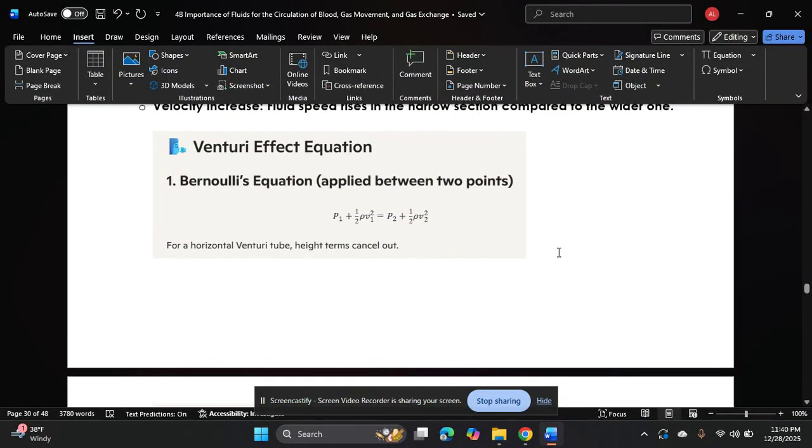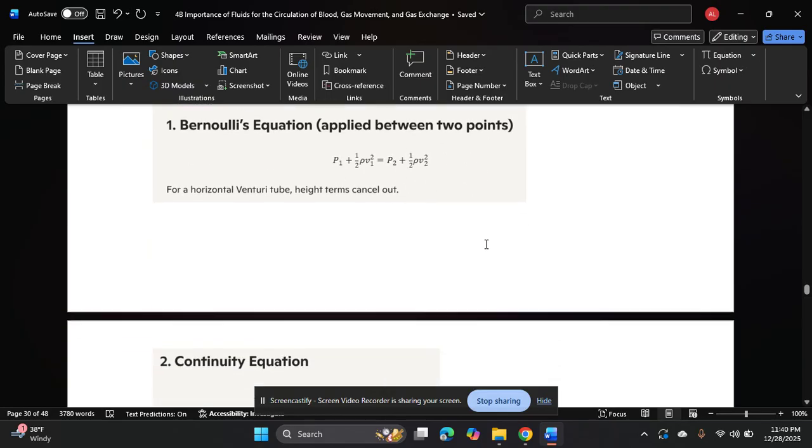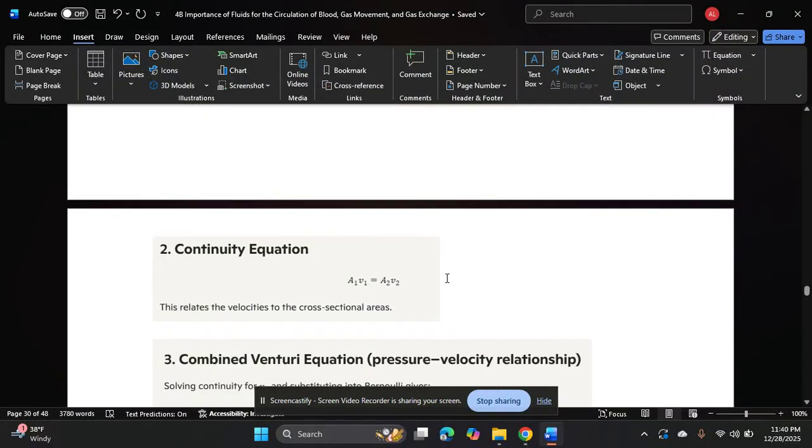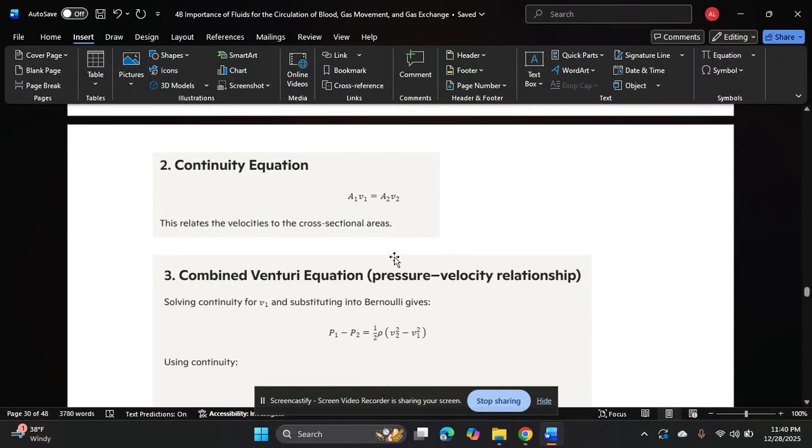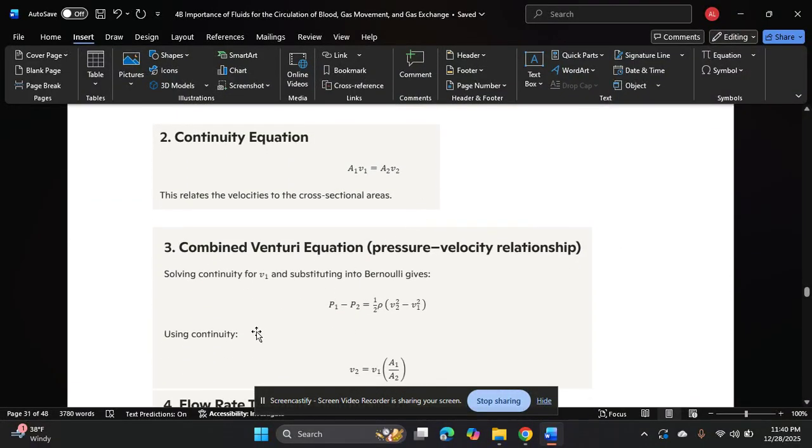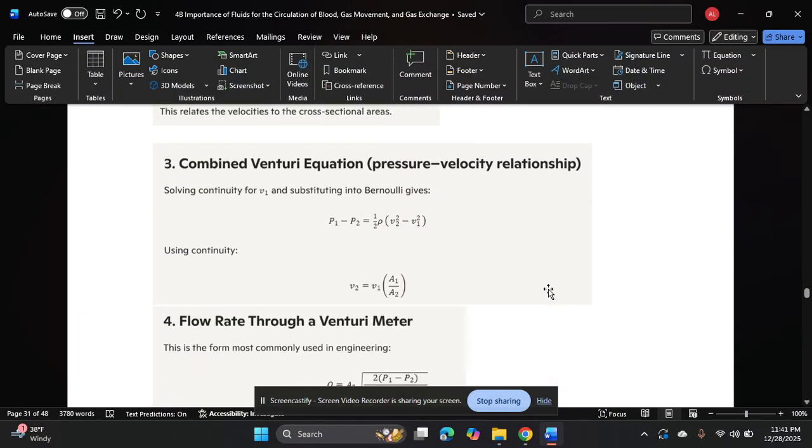Venturi effect equation: P1 plus half rho v1 squared equals P2 plus half rho v2 squared. Continuity equation: A1 V1 equals A2 V2, where A is the cross-sectional area. Combine with the Venturi equation for the pressure-velocity relationship: P1 minus P2 equals half rho times (V2 squared minus V1 squared).